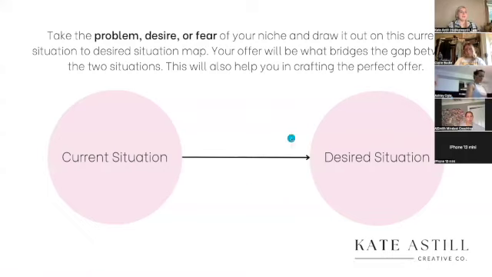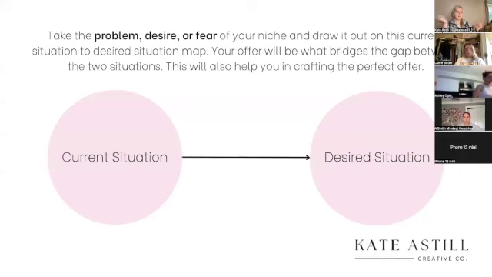And if you're in the process of crafting your offer, this might also help you start to develop programs, courses, whatever it is that you're working towards to get your clients from their current situation to their desired situation.